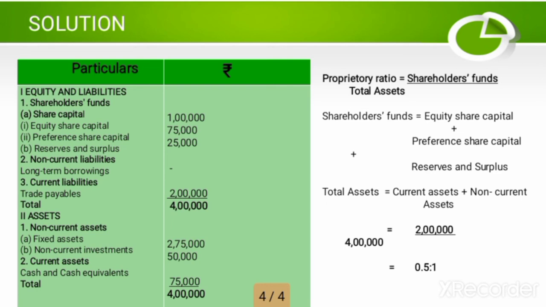Total assets means including non-current assets as well as current assets. So the answer is 2,75,000 fixed assets plus 50,000, then 75,000. So the answer is 4 lakhs. Okay. So 2 lakhs divided by 4 lakhs. The answer is 0.5:1.